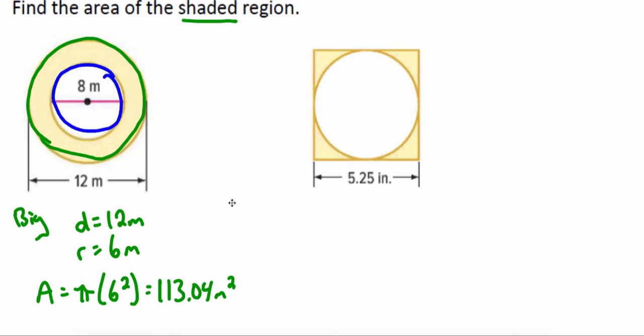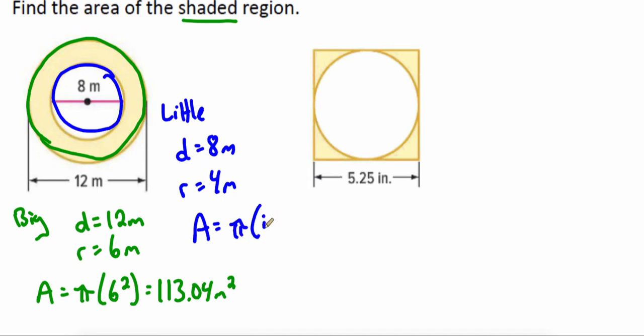Now I look at the piece that's missing. Somebody took a big hole out of the middle of my shape. So that's my little one. It has a diameter of 8 meters and a radius of 4. I force you to write those 2 pieces of information down so you don't accidentally use 8 in your calculation, because 8's not the radius, it's the diameter. To find the area, I do pi times the radius squared. So 3.14 times 4 squared is 50.24 meters squared. And then I've got to finish the problem. I take the big area minus the little one.